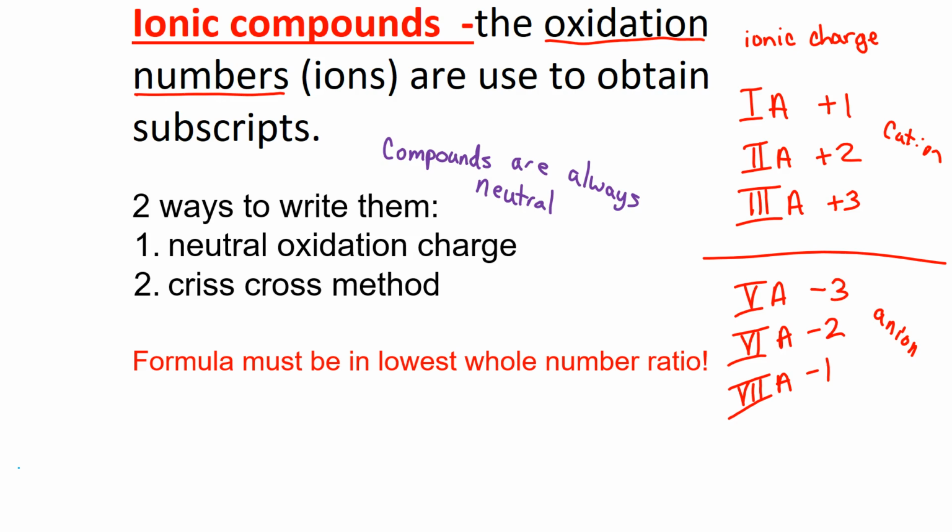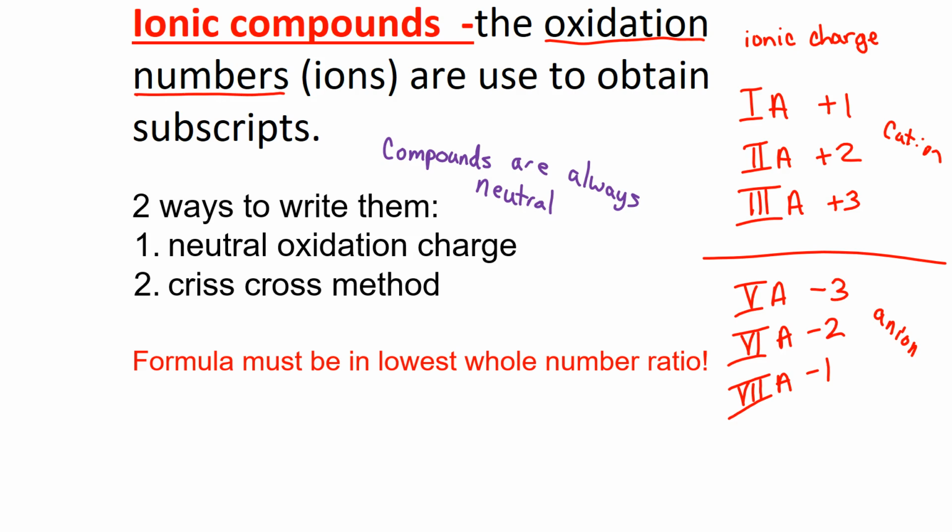The only caveat to this, and the reason why I said crisscross works 90% of the time, is every once in a while we'll have a situation that gives us a formula when we use crisscross that is not in the lowest whole number ratio. So formulas always have to be written in lowest whole number ratio. So an example of when crisscross doesn't totally work, let me do.